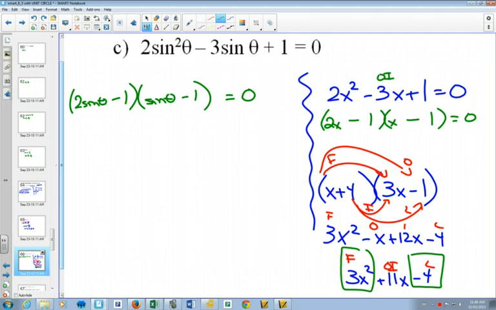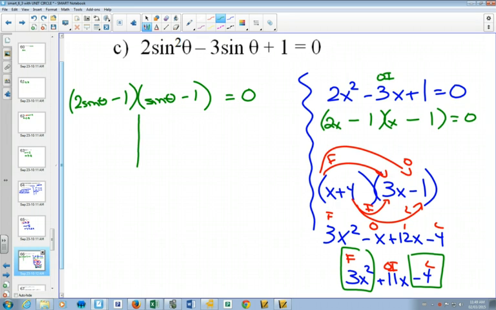What I do every time I factor, even after I've plugged everything in, I quickly FOIL it out again just to make sure that it works. I don't write it out, I just do it in my head. Do my first ones match? Yes. Do my last ones give me positive 1? Yes. Do my outside and inside combine to give me negative 3? Yes. Now I know that I've factored it correctly.